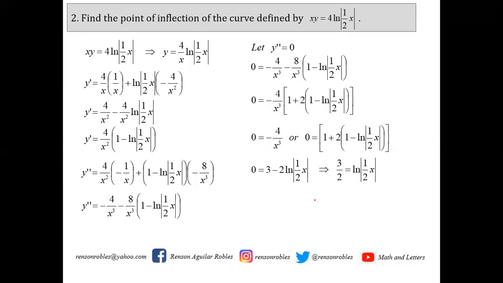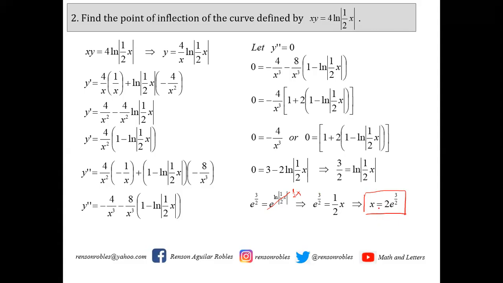Okay, and then to look for x, we express this exponentially as e raised to 3 halves equals e raised to ln 1 half x. And we know that e to the ln 1 half x is simply 1 half x. So you have e raised to 3 halves equals 1 half x. And finally, x equals 2e raised to 3 halves. So we now have our x equal to 2e raised to 3 halves.